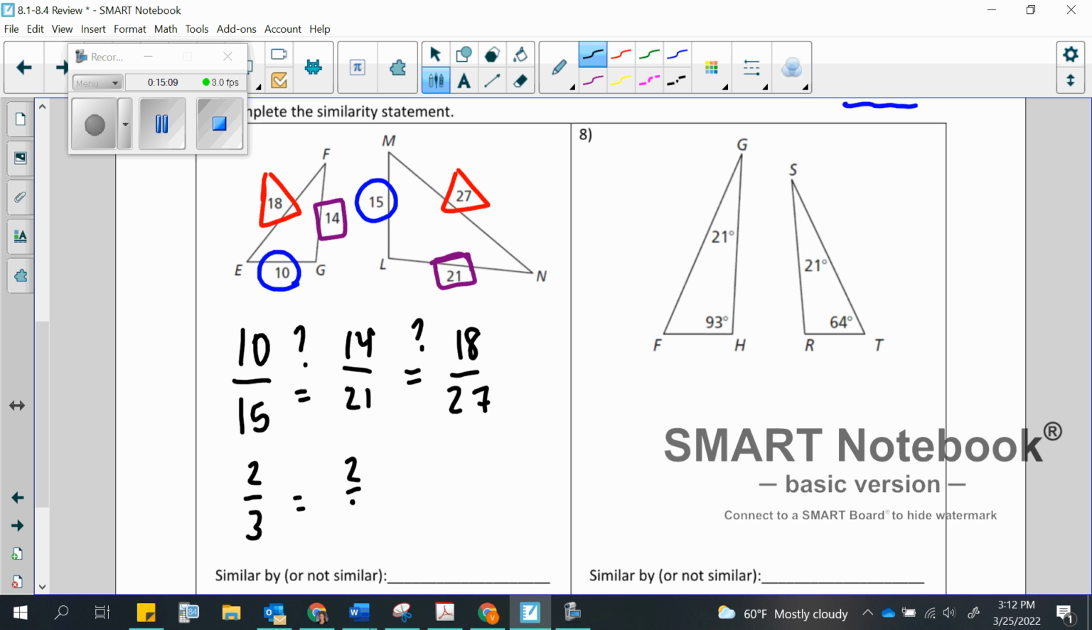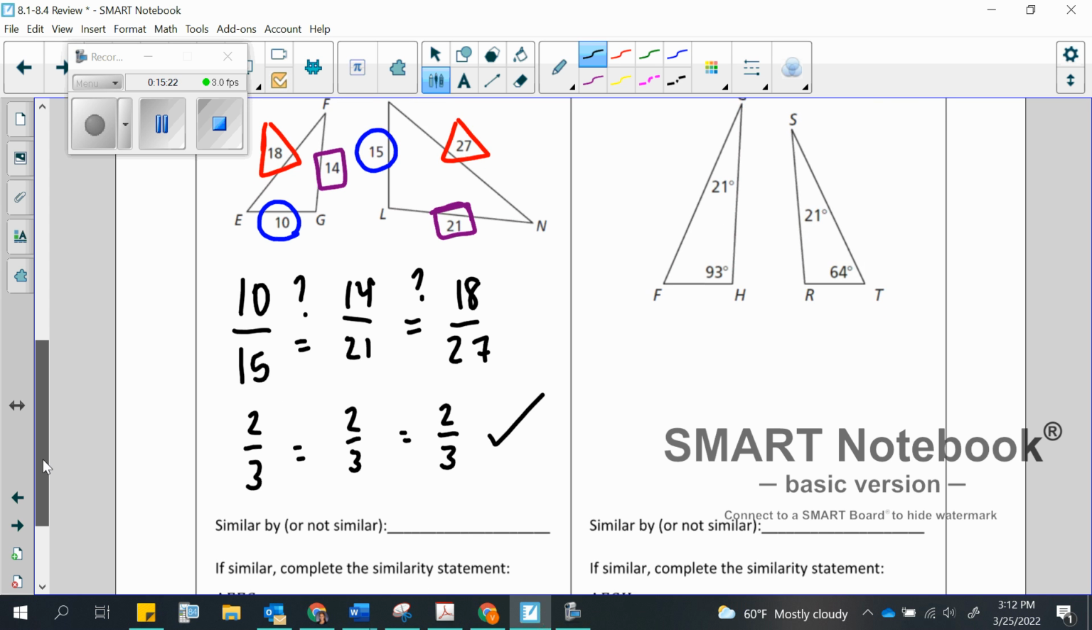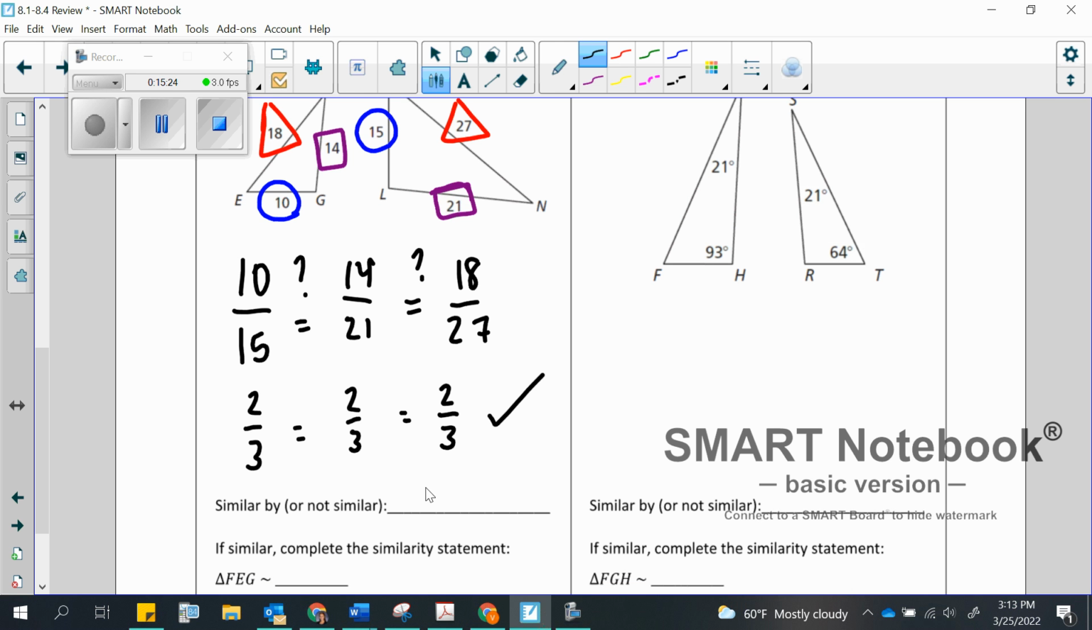14 over 21 reduces to 2/3 or 0.66. 18 over 27 reduces to 2/3. Since they all reduce to the same fraction or decimal, all three sides are proportional, which means the triangles are similar. And they are similar since it's all three sides that we're using, by side, side, side similarity.